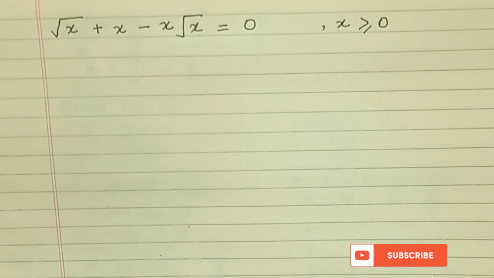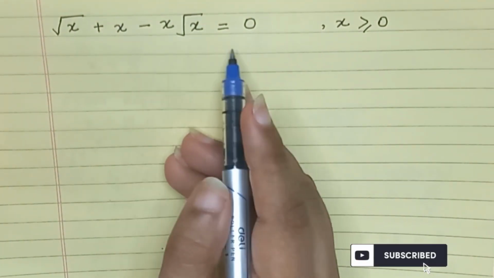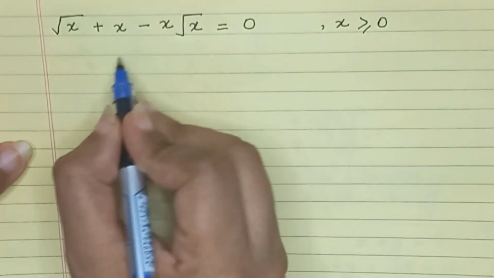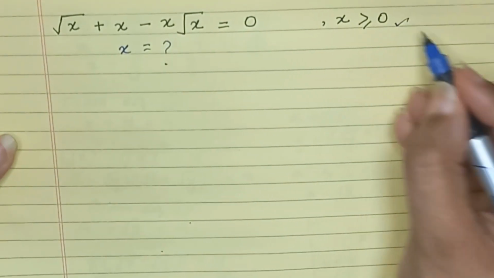Today I am with a new question, which is square root of x plus x minus x into square root of x, which is equal to 0, and we have to find the value of x such that x is greater than or equal to 0.